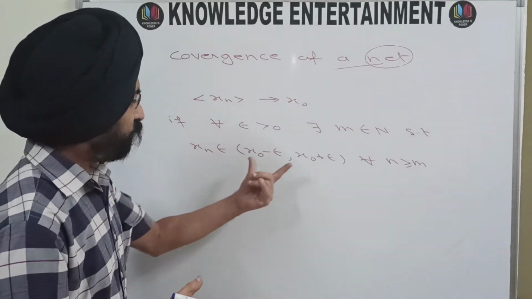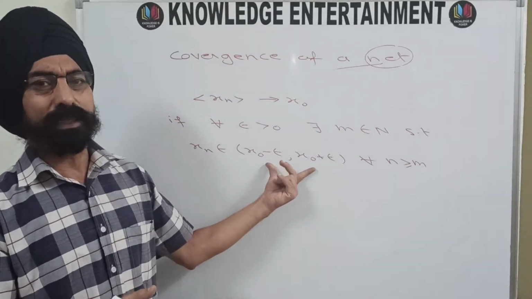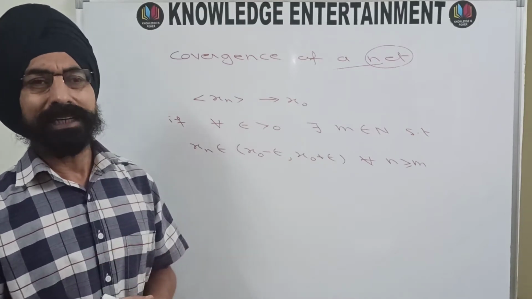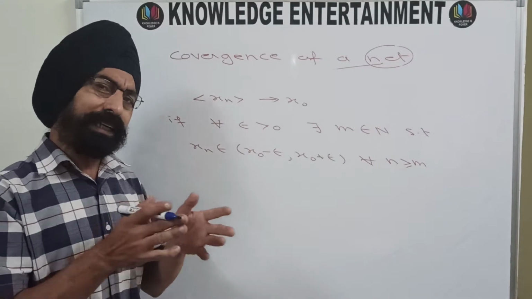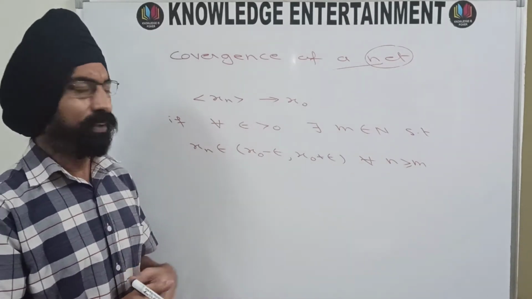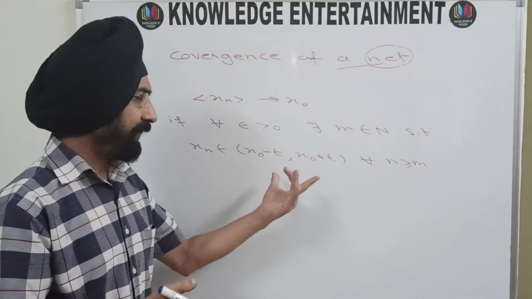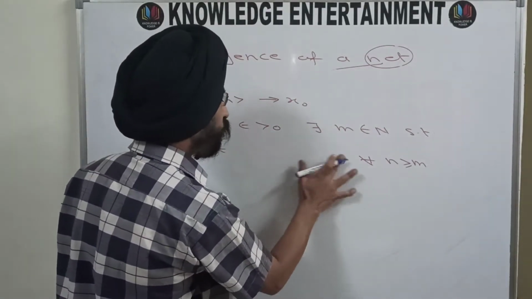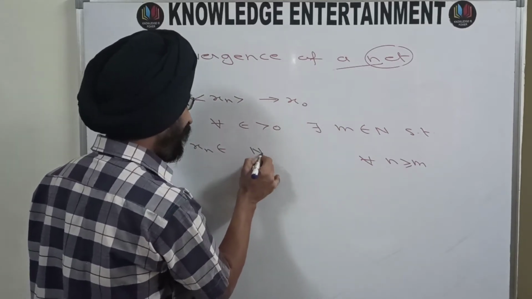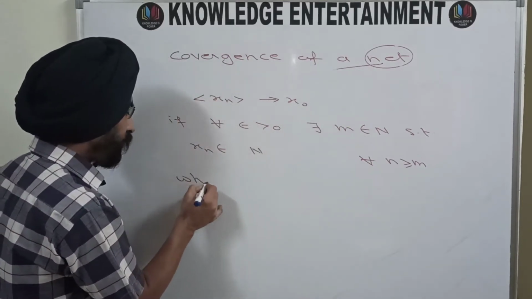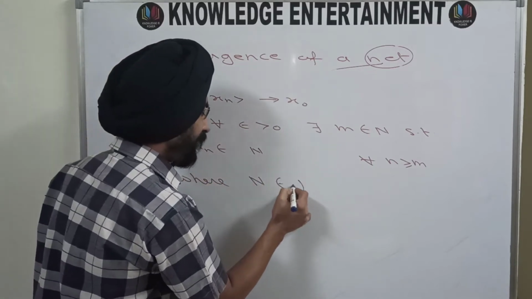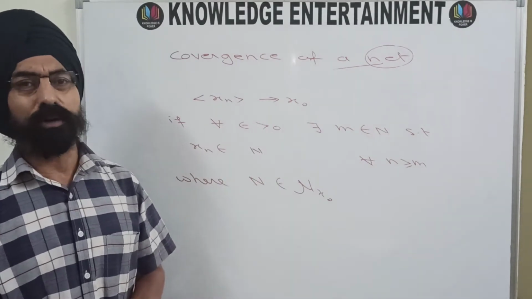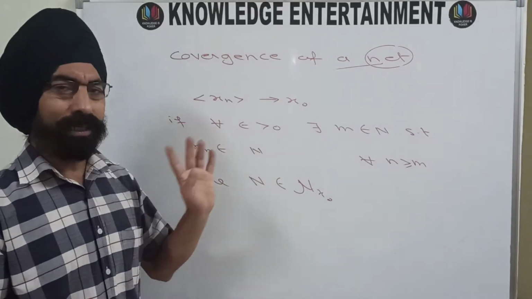It is to be noted what this interval x naught minus epsilon, x naught plus epsilon is. Actually it is a neighborhood of x naught in the real line. So if we are moving to nets, we are not having this real line, we are not having this real interval. So this real interval will become the neighborhood of the point x naught. So you can say N, where N is a neighborhood of the point x naught. That means N is a member of the neighborhood system of x naught.